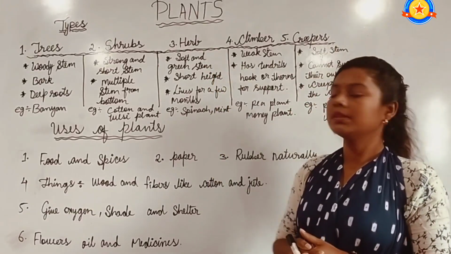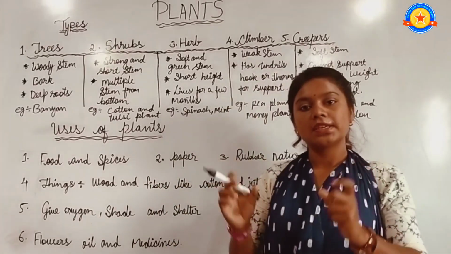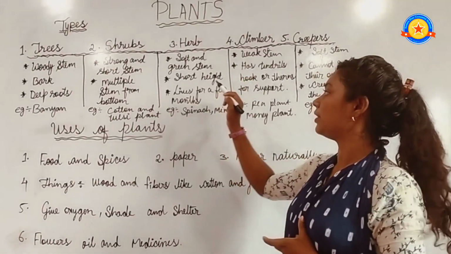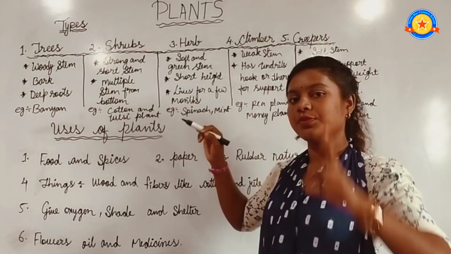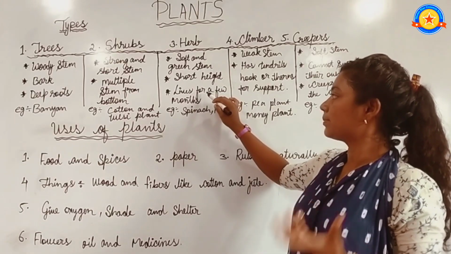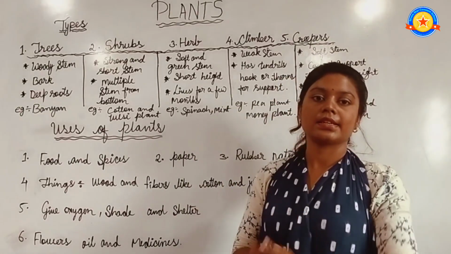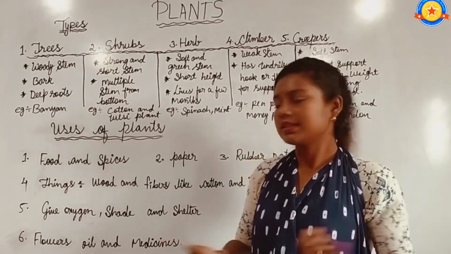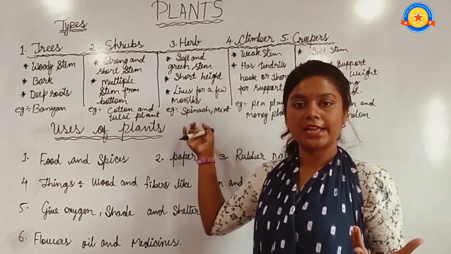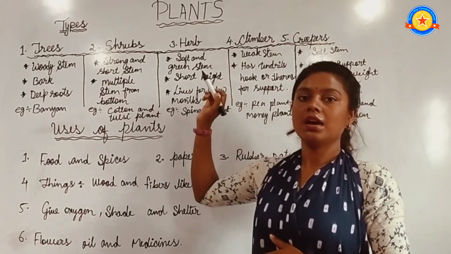Next, the herb. What is this herb? The plant with a very small and soft stem is called a herb. A herb has a soft and green stem, as I have told you. It has a short height, not tall. And it lives for a few months. It doesn't live for a whole year. Now let's see examples of herbs. We can say mint plant, spinach plant, coriander plant, and of course grass also. These are herb plants.